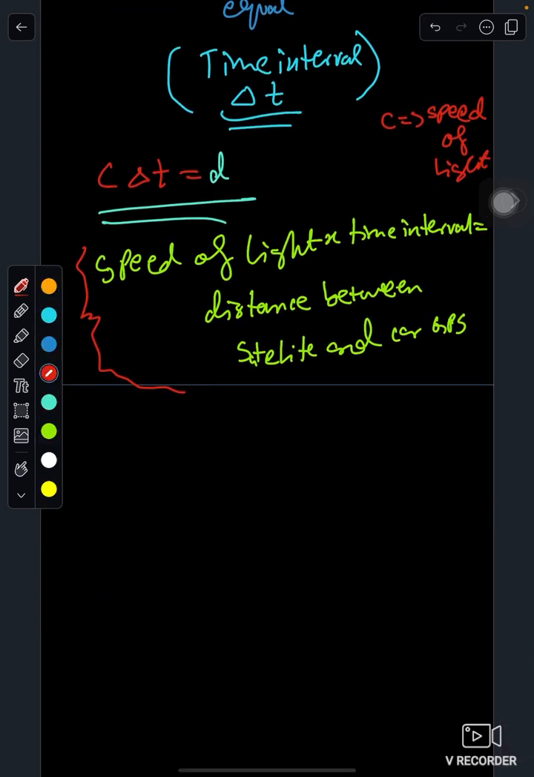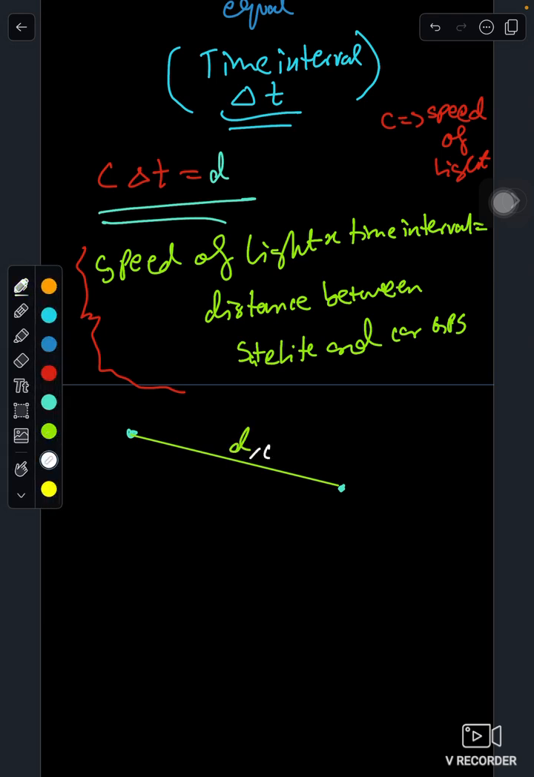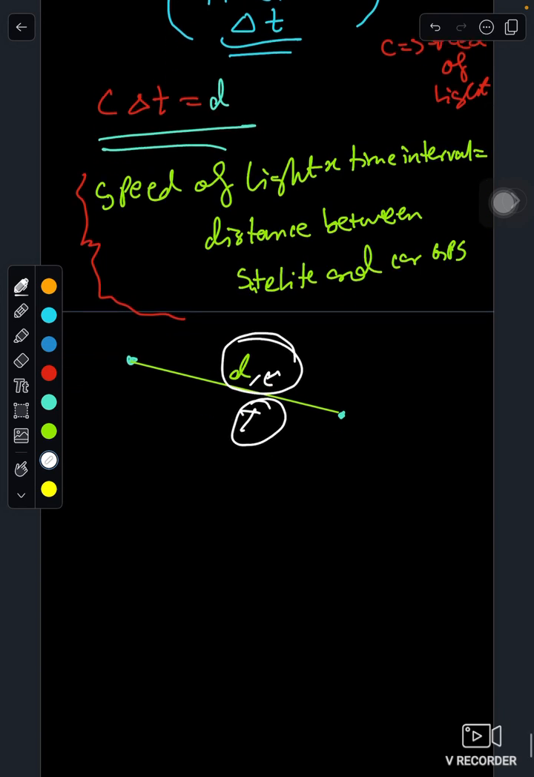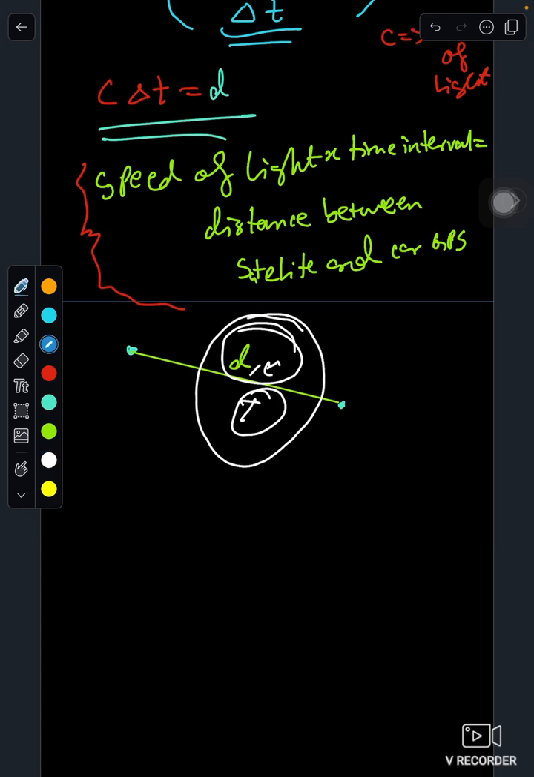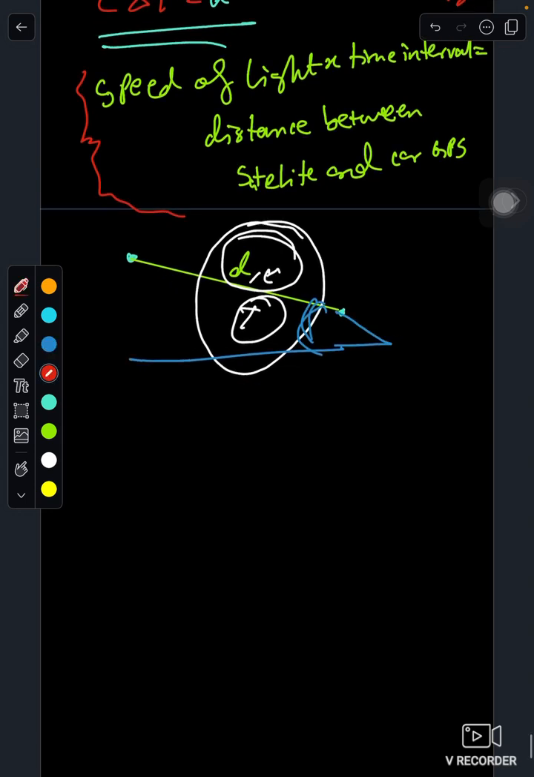Well, now we know the distance. We know the time and the speed, but we don't know the angle. So how can we know the angle?